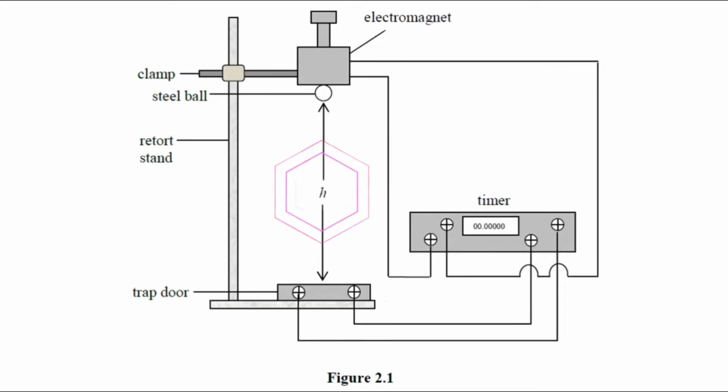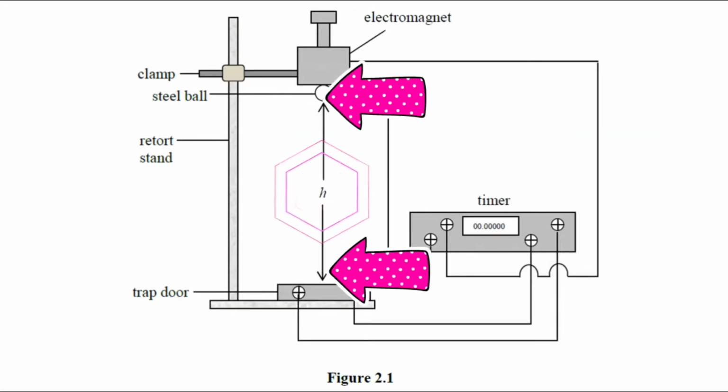Open the manual and go to the figure 2.1 in the manual. Look at how the falling height is drawn in the diagram. The falling height is measured from the trapdoor to the steel ball.